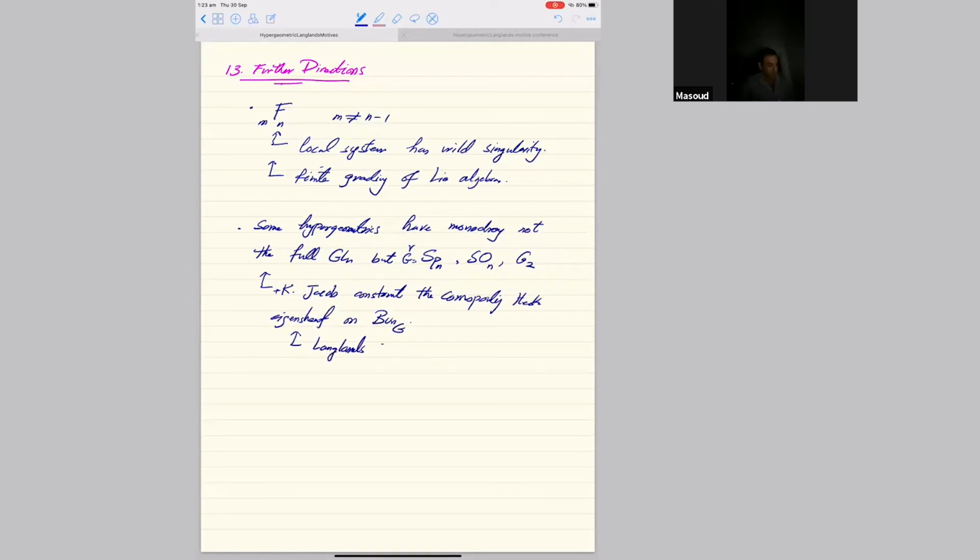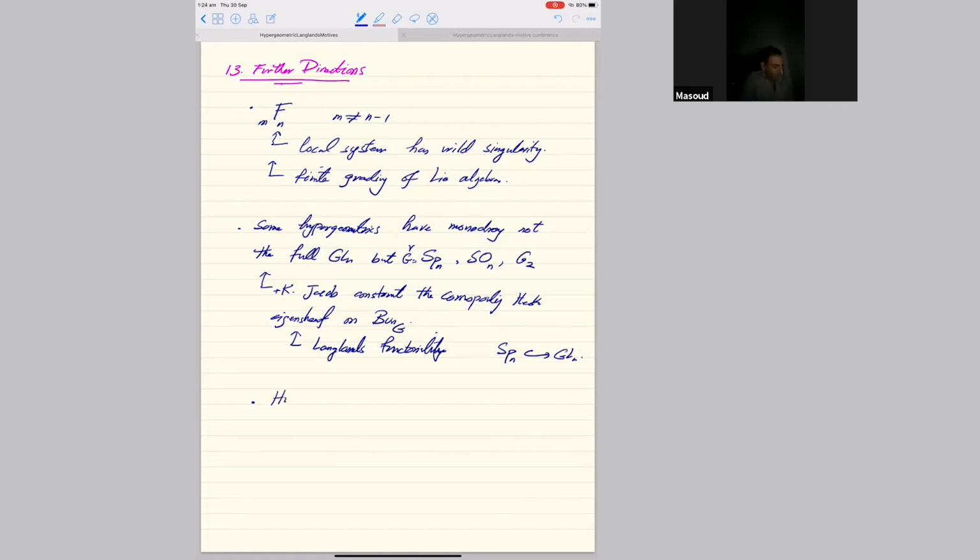This is part of what goes by the name of Langlands functoriality. So this is just a special case of functoriality where, for instance, if you look at Sp_N going inside GL_N, then that's telling you something on the Langlands dual side. So that all goes by the name of Langlands functoriality.